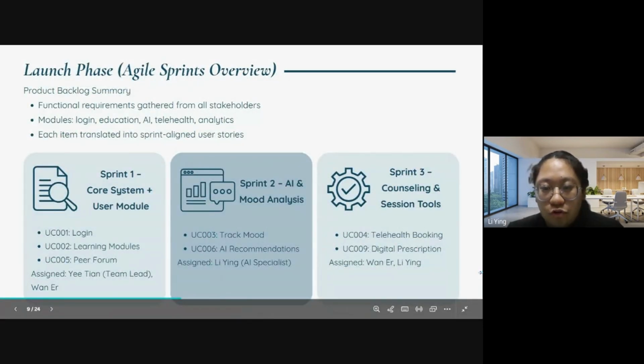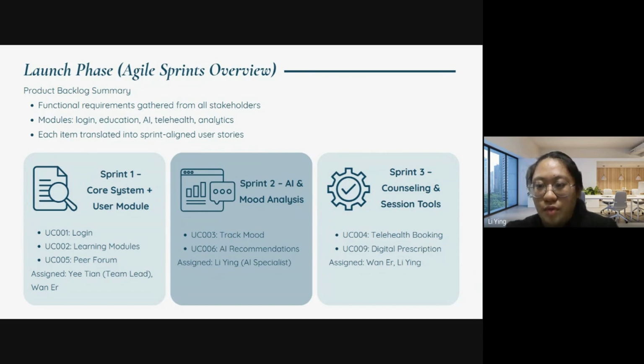In Sprint 1, we focus on the cross-system setup and student-facing module. First is central login, which is UC001. Second is interactive learning modules, which is UC002. And the anonymous peer support forums, which is UC005. This sprint was led by Etienne and supported by one other member.